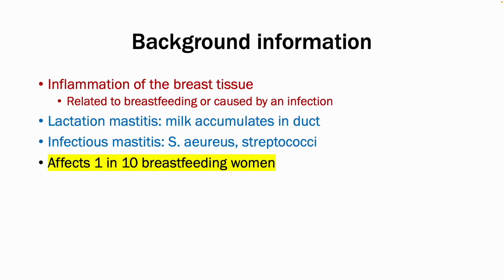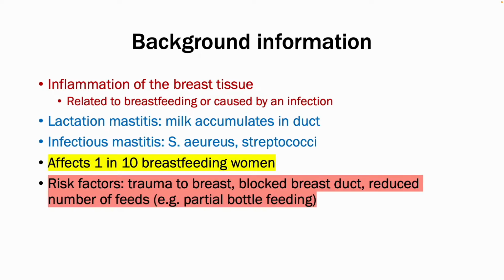It is very common and affects about 1 in 10 breastfeeding women, and there are some risk factors to be aware of, and the key ones are trauma to the breast, a blocked breast duct, or a reduced number of feeds. For example, if the woman is not breastfeeding or not expressing the milk or trying partial bottle feeding.